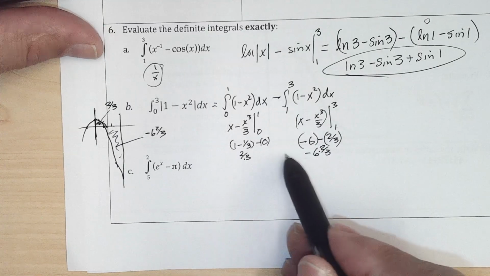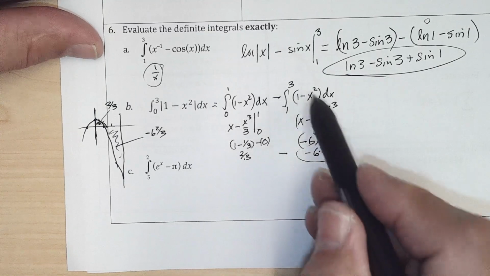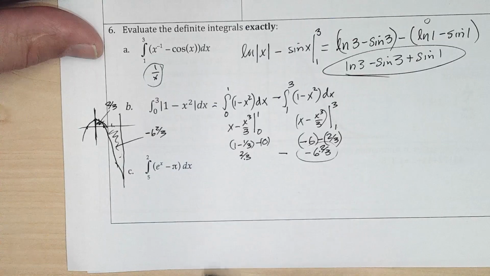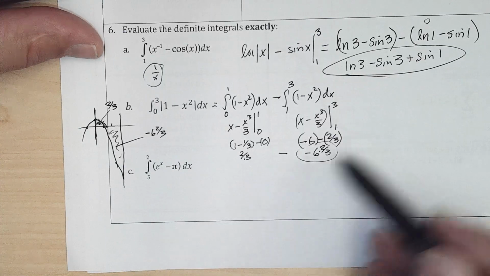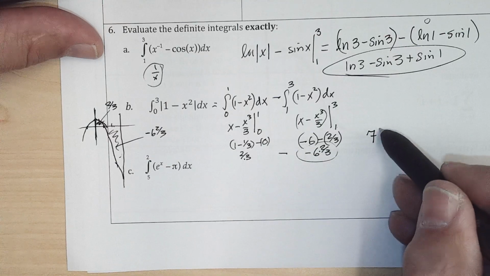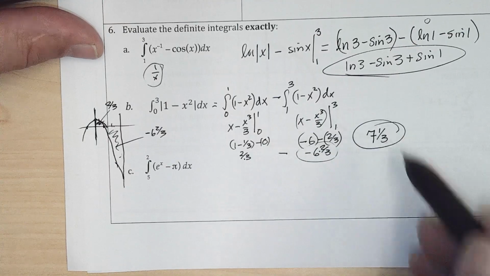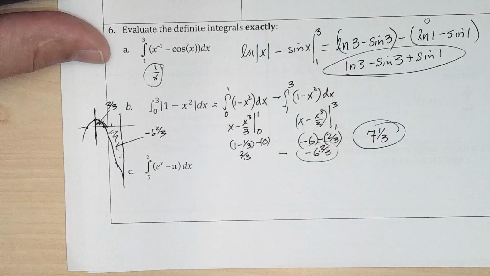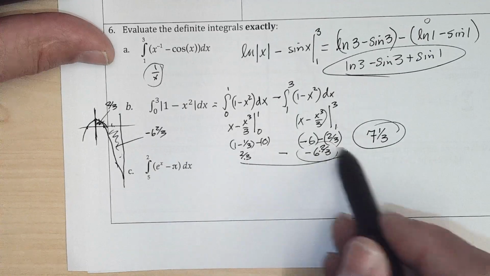And we have to take the negative of that because it says absolute value of these areas. So this becomes a positive. So we got 2/3 plus 6 and 2/3, which is 7 and 1/3 for the area, exactly. And you could have left it like that.